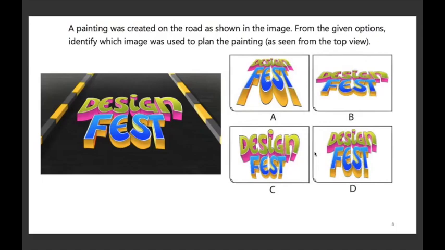A painting was created on the road as shown in the image. From the given options, we have to identify the image that was used to plan the painting as seen from the top view. Okay.